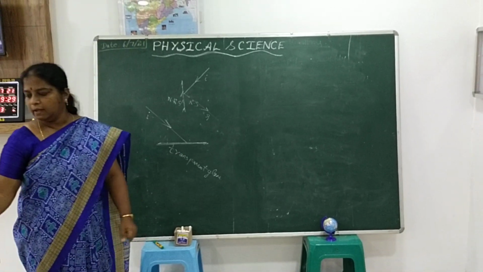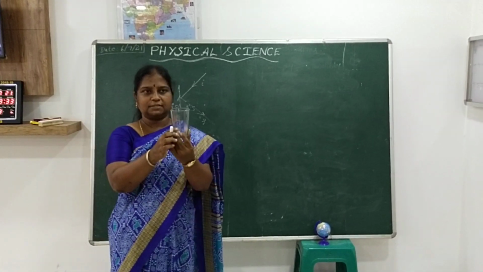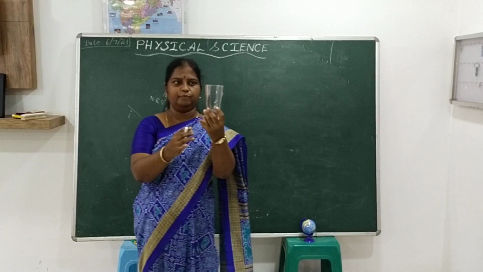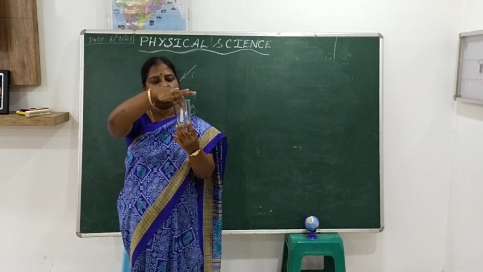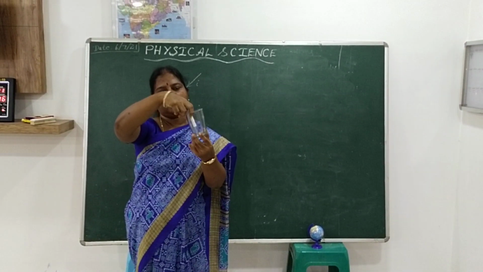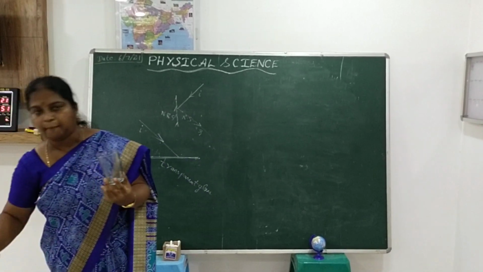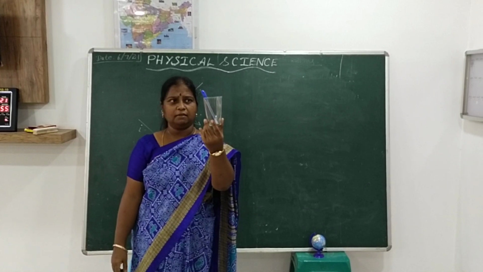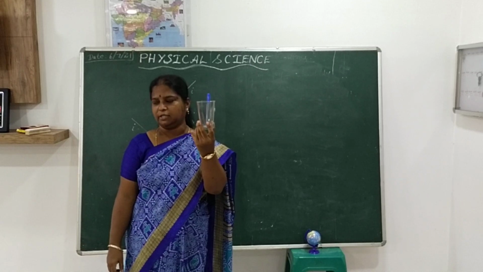Let us see. Now take this glass. This is your transparent material. Can you see? Yes. Now if I put a chalk inside, can you see the chalk? It is of the same size, right? Now if I put a pen inside this, yes, you can see it nicely. There is no deviation, no disturbance.